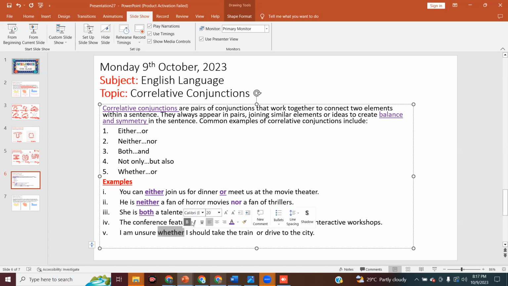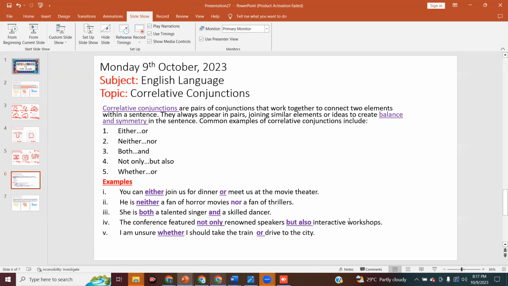So whether is one of the correlative conjunctions and or is the other correlative conjunction. So here we present alternatives. So we can use correlative conjunctions to present alternatives. So we can use it for different things. If we want to present alternatives, as in the case of I am unsure whether I would take the train or drive to the city, we can use it if we want to emphasize additional information.